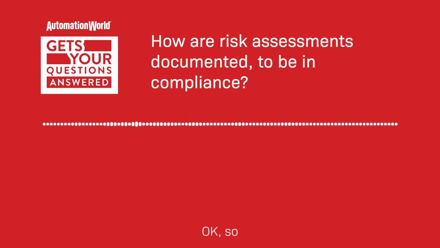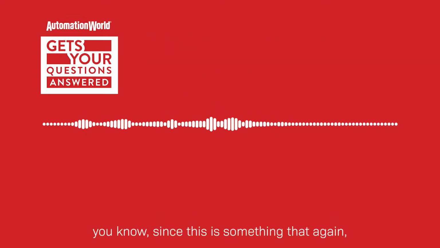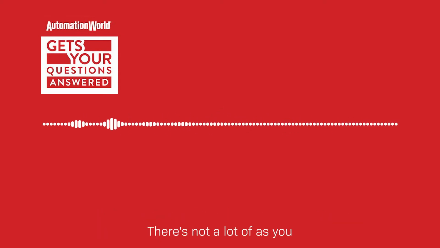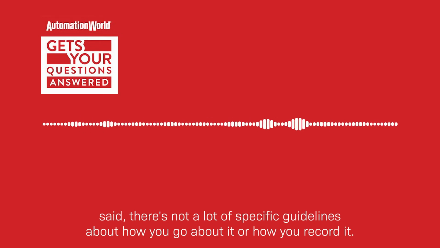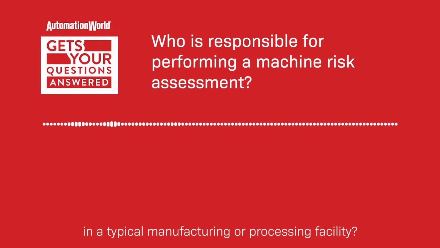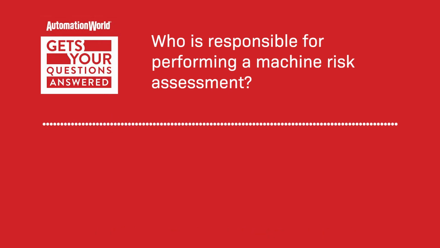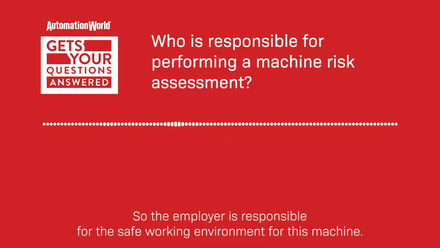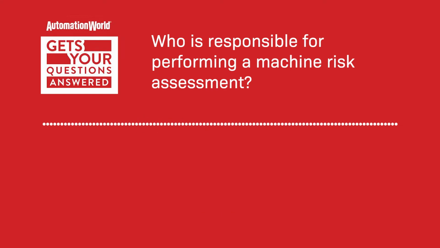Okay. So, again, we'll hit on the shall thing, that it shall be performed, but it's fairly wide open as to how it's done. There's not a lot of specific guidelines about how you go about it or how you record it. But who is ultimately responsible for the machine risk assessment in a typical manufacturing or processing facility? Yeah, so according to OSHA, it is the employer. The employer is responsible for the safe working environment for this machine.